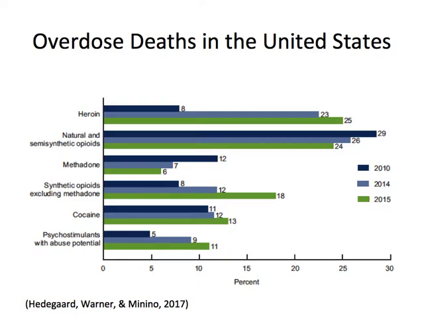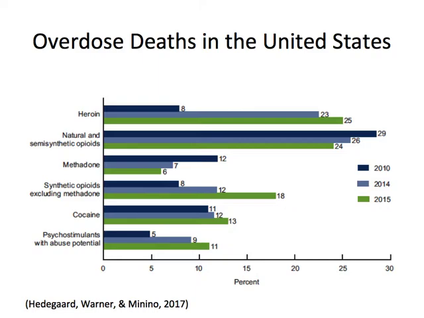Opioid use and associated overdoses has significantly increased over the past decade. In 2015, the percent of drug overdoses involving heroin was triple the percentage in 2010, which was 25% and 8% respectively. For drug overdose deaths involving natural and semi-synthetic opioid analgesics, which includes drugs such as oxycodone and hydrocodone, the percentage decreased from 29% in 2010 to 24% in 2015.